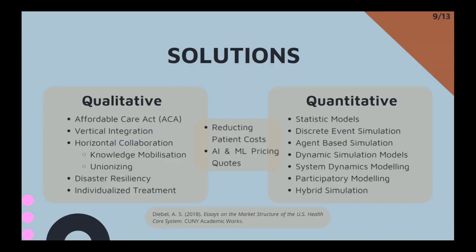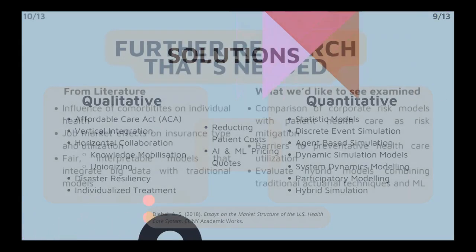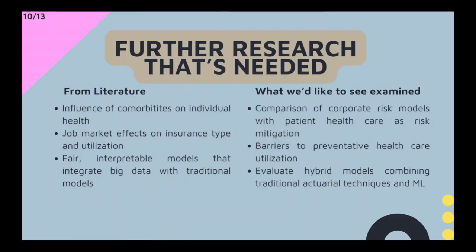It is also important that much of Diebel's findings are predicated on the existence and enforcement of the Affordable Care Act, which went into effect in 2010. The ACA puts regulations on the healthcare system by the government, and those institutions that are actively engaged with vertical integration measures as put forth by the ACA are not suffering financially. There is a lot more work to do. Speaking of, let's get into further research that's needed.